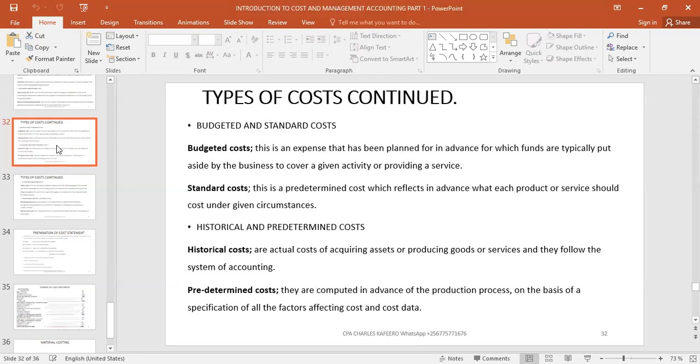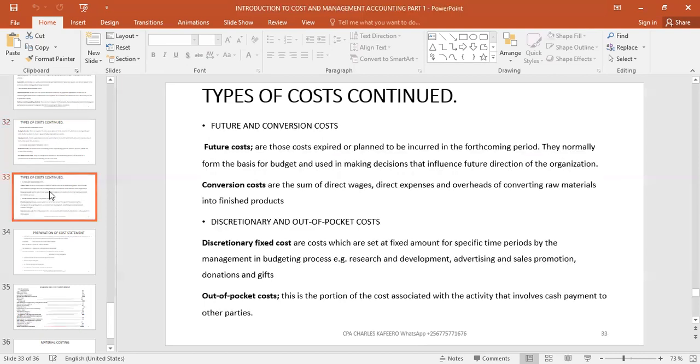Historical costs are actual costs of acquiring assets or producing goods or services, and they follow the system of accounting. Those historical costs, those are the costs we use when you are doing financial accounting. But these predetermined costs, they are computed in advance of a production process on the basis of specification of all the factors affecting cost and cost data.